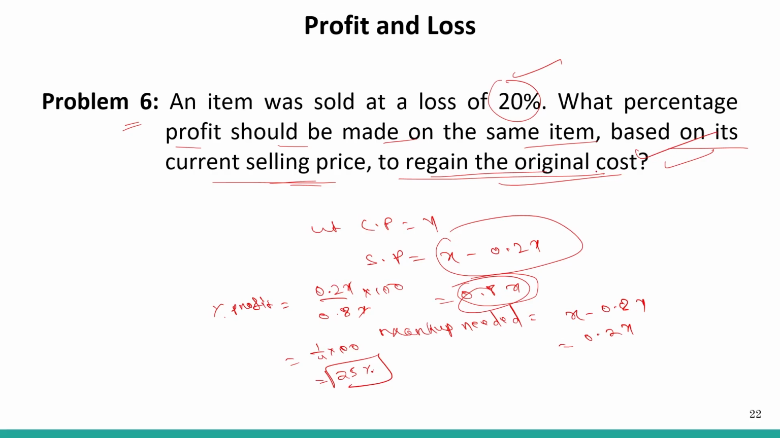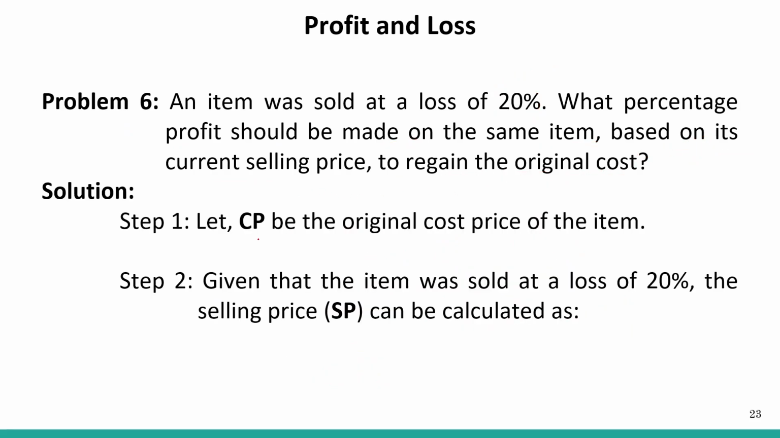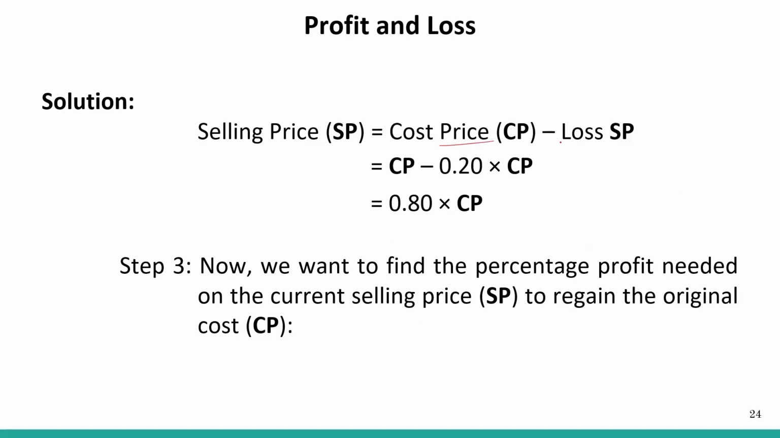Okay. So let's go forward with the step-by-step solution. Let CP be the original cost of the item. Given that the item was sold at a loss of 20%, SP can be calculated as cost price minus loss. So cost price minus 0.2 into CP, because 20% was the loss, so its decimal form is 0.20. So this is equal to 0.80 into CP, right?